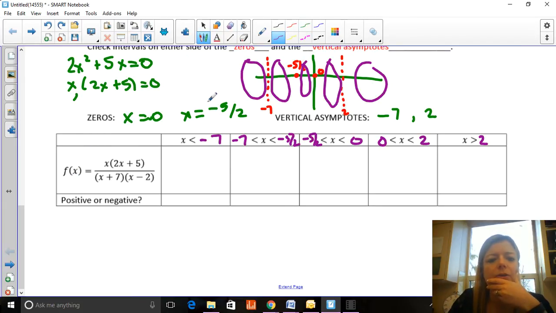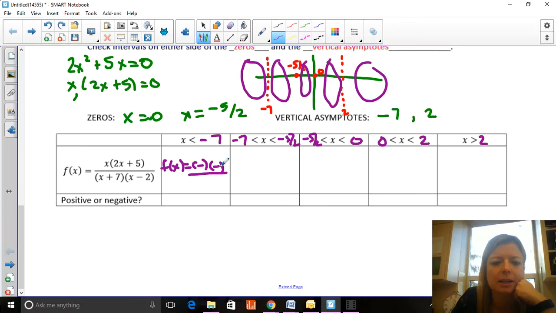So for less than negative 7, you can put in a number like negative 8 and just see what pops out. If it pops out negative, then you can say it's negative. Or you can just think in general. If a number was less than negative 7, then x would be negative. 2x plus 5 would be negative as well. So you'd have a negative times a negative on the top. On the bottom, x plus 7, if your x is less than negative 7, that's still going to be a negative number, and x minus 2 is going to be negative. So you're going to have a negative times a negative, so positive over positive. So this ends up being positive here.